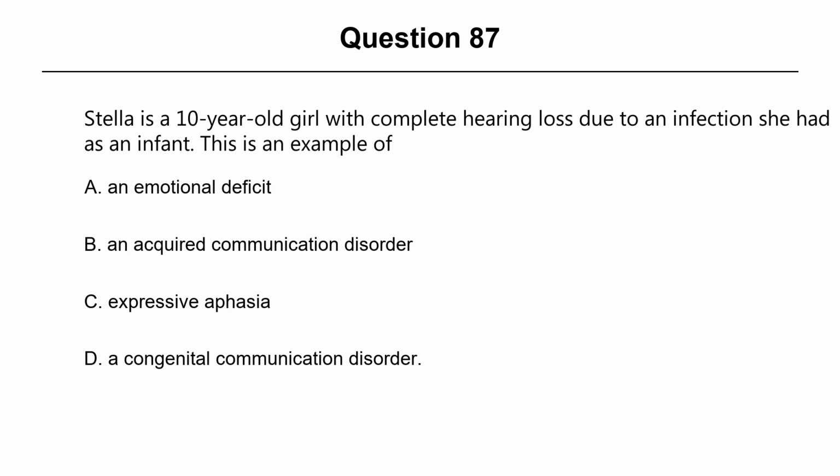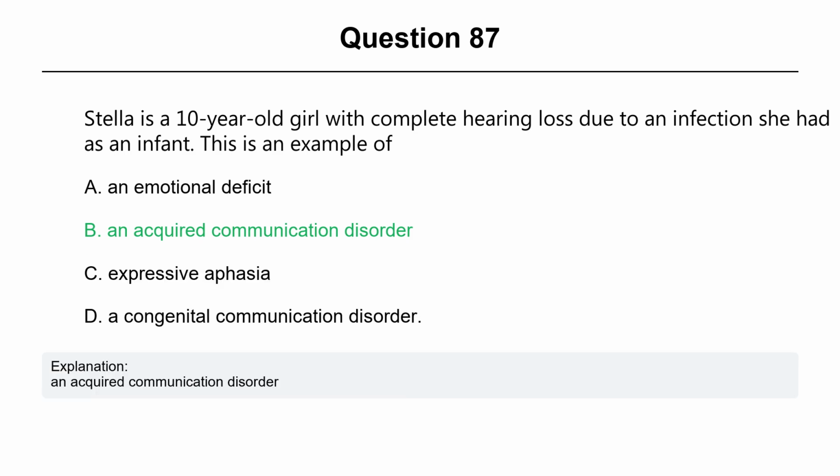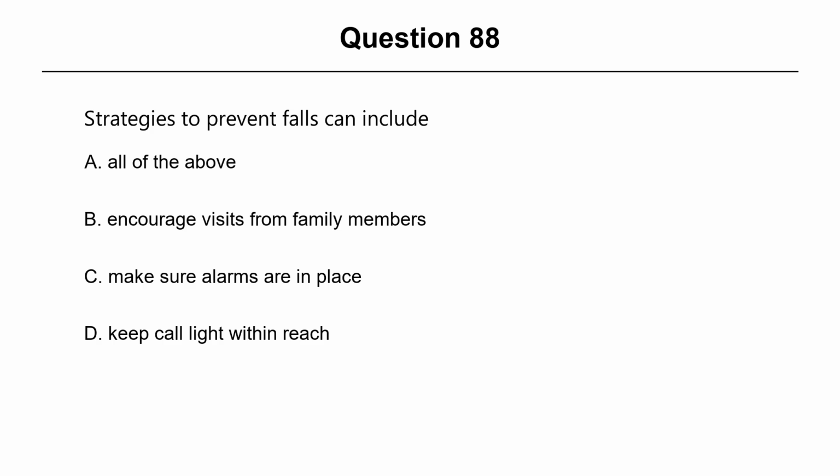Question 87. Stella is a 10-year-old girl with complete hearing loss due to an infection she had as an infant. This is an example of: Option A, an emotional deficit. Option B, an acquired communication disorder. Option C, expressive aphasia. Option D, a congenital communication disorder. The correct answer is option B, an acquired communication disorder. Question 88.